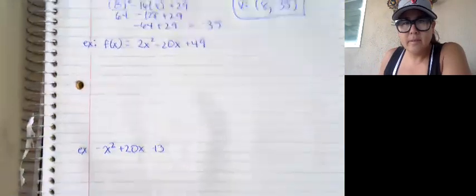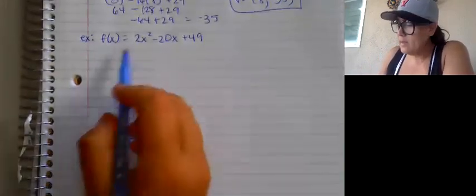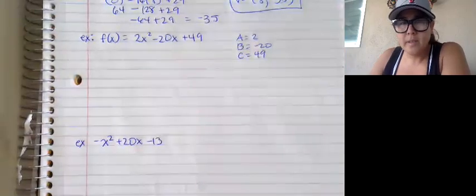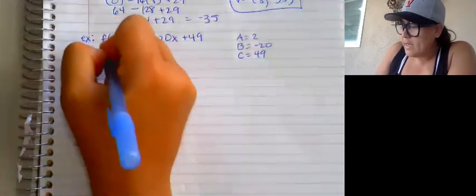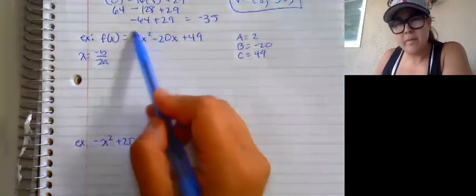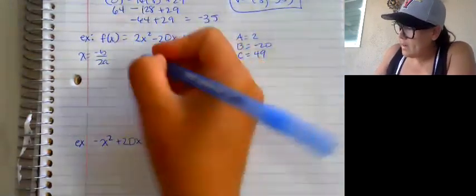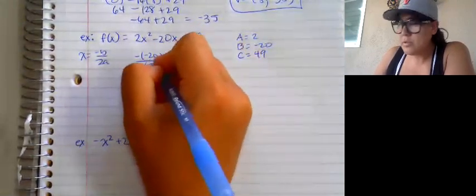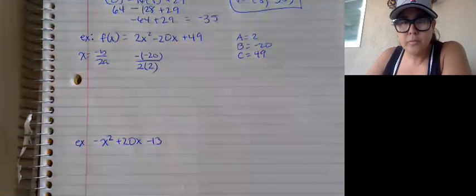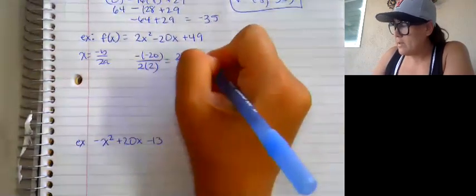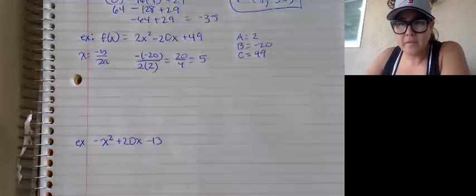Okay. All right, let's try this one. My a is greater than 1, so a is equal to 2, b is equal to negative 20, c is equal to 49. Let's go again. X is equal to negative b over 2a. Again, careful with your negatives, careful with your a value, because sometimes your a value is going to be greater than 1. So I've got minus a negative 20 all over 2 times 2. Okay. That's going to give me positive 20 over 4, which equals 5. Okay. I found the x value.